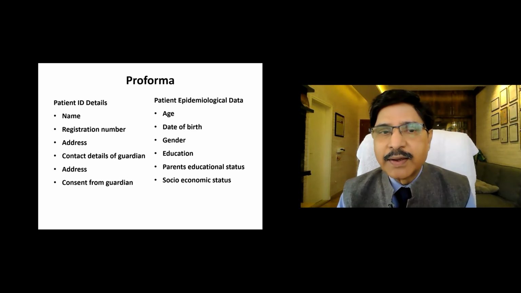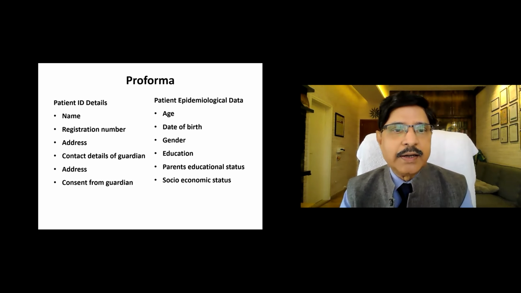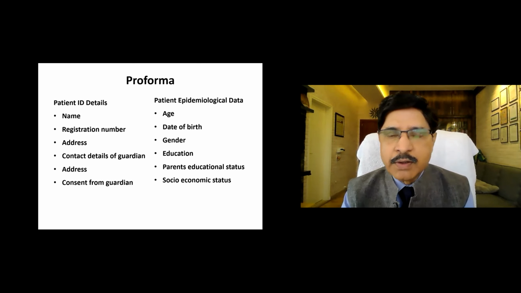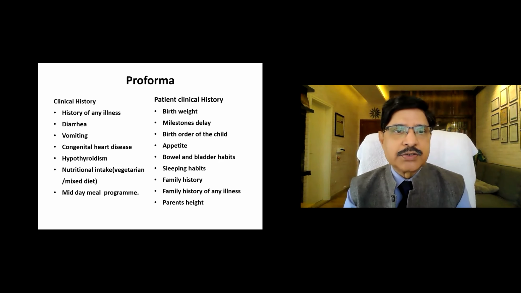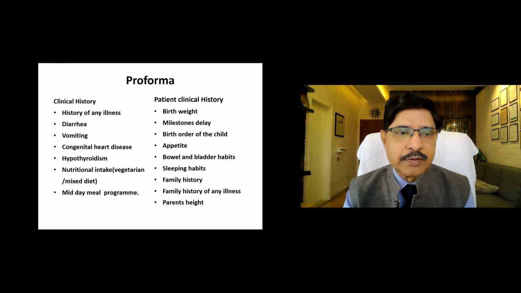All these are practicalities. Okay, so the patient ID details we have covered, epidemiological data, age and date of birth, gender, education of the child, parents' educational status, socioeconomic status, all will be recorded. The third part of the Proforma is clinical history of any other illness, diarrhea, vomiting, congenital diseases, thyroid, other diseases, and nutritional intake, particularly vegetarian, non-vegetarian, or mixed diet. Mostly vegetarian or mixed is adequate because non-vegetarians do take a mixed diet only.